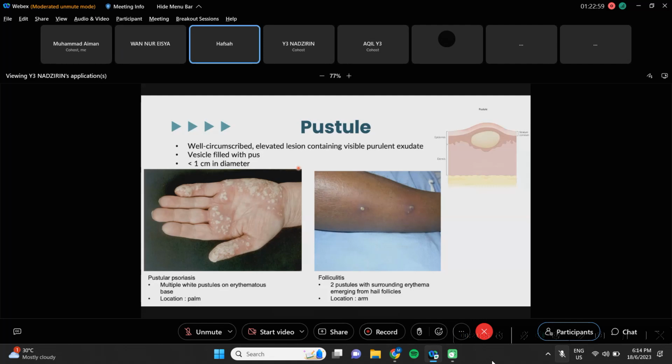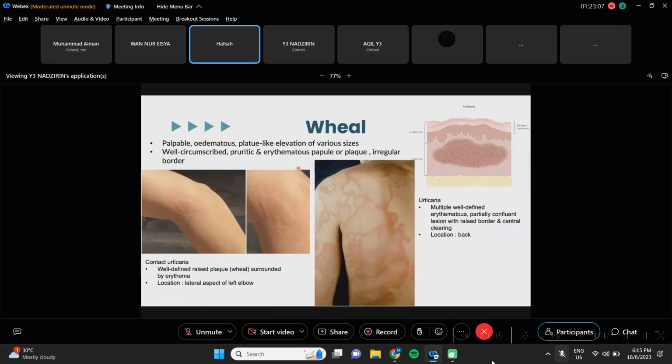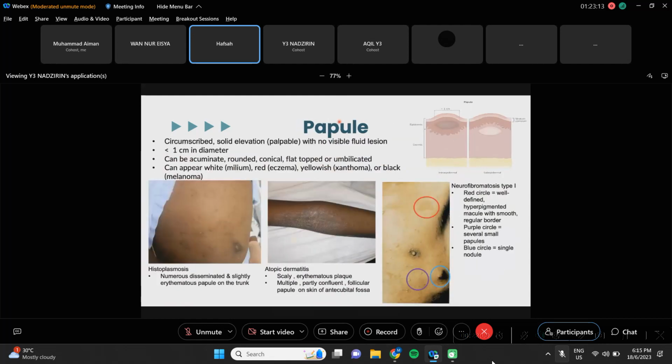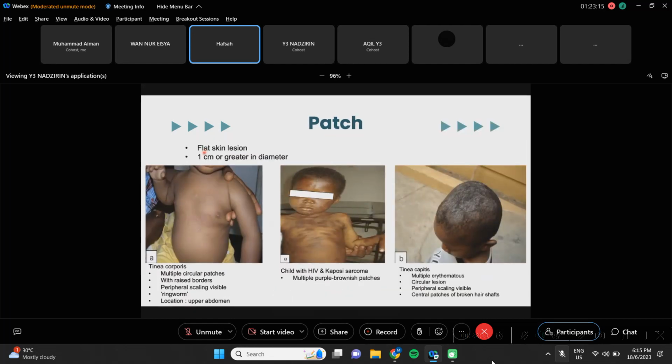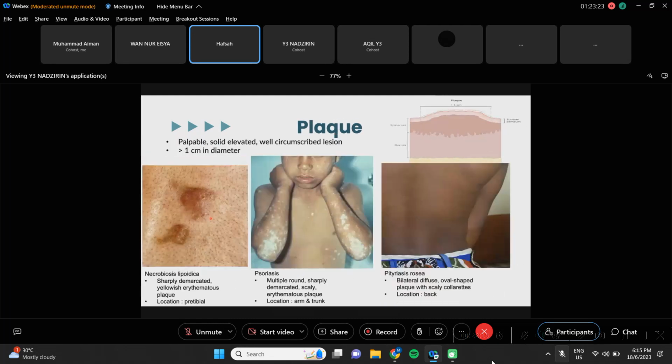Categorize it into macule versus papule. So macule is flat, right? And papule is raised. Patch is again flat and plaque is raised. Can you show me photos, examples of patches?